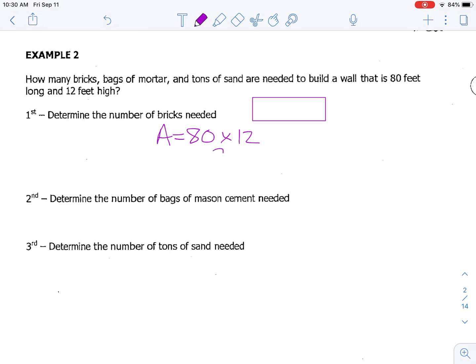And it's 960 feet squared. Our rule of thumb for the brick is that you would need 7 brick for every square foot. So it is estimated that we need 6,720 brick.